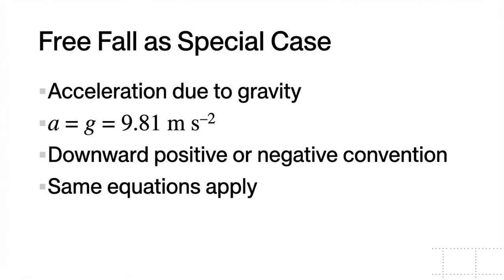In freefall, the only force acting on an object is gravity, which causes a constant acceleration downwards at 9.81 meters per second squared. This acceleration is represented by the symbol g. When analyzing motion in freefall, you can choose either downward as the positive direction or downward as negative, depending on your preference, but consistency is key. Importantly, the equations of motion we use for other types of constant acceleration still apply here, making freefall a straightforward case to analyze with these same principles.